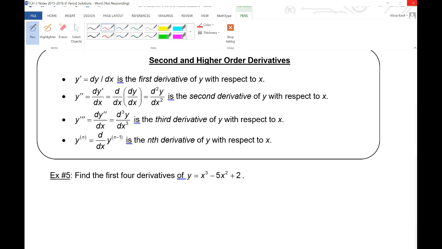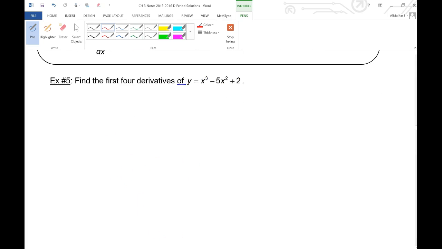This is other notation. This is the second derivative with respect to x. This is the third derivative with respect to x. It's just notation. So let's find the fourth derivative. Okay, so here's my first derivative. I'm going to use this notation, dy dx, just because this one is used more often later on. That's why I'm using this one.